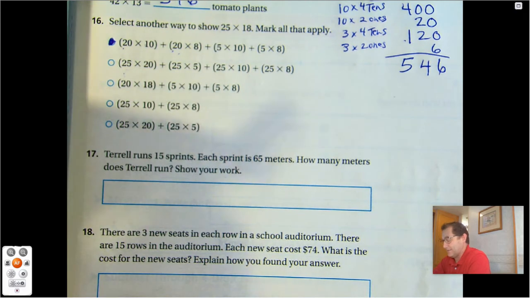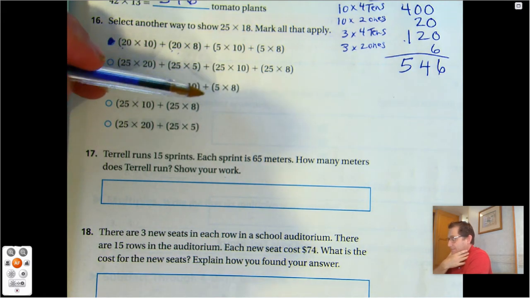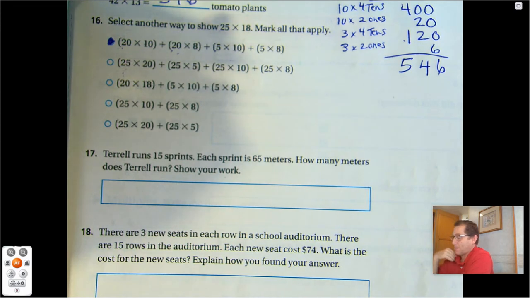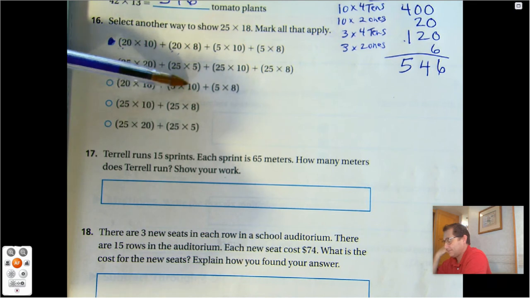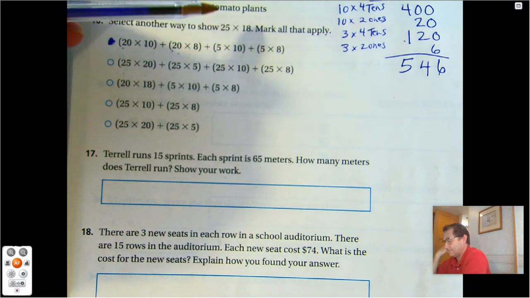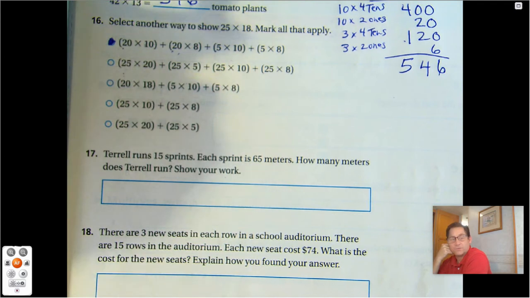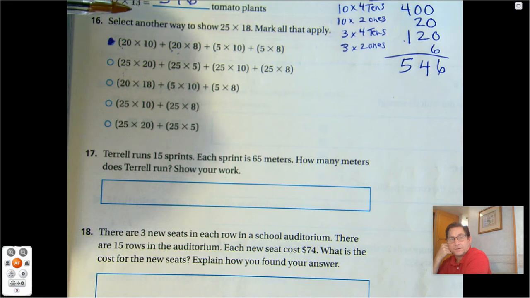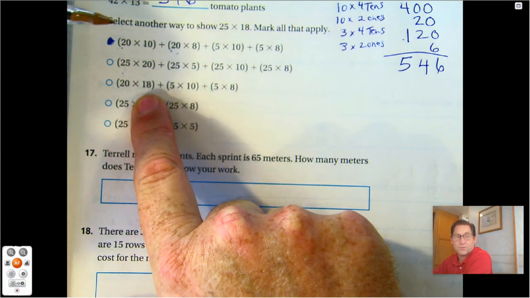Could we go 20 times 18 plus 5 times 10 plus 5 times 8? Well, 5 times 10, yes. 5 times 8, all right. And could we then go 20 times 18? Yeah, we could. Because all they're doing here is just keeping the 18 together instead of breaking it apart as 20 times 10 plus 20 times 8. That'll work.